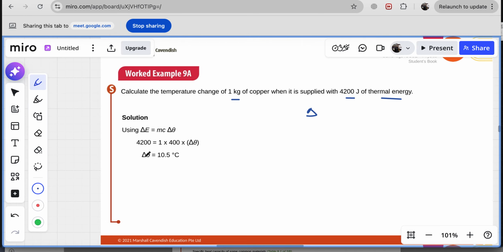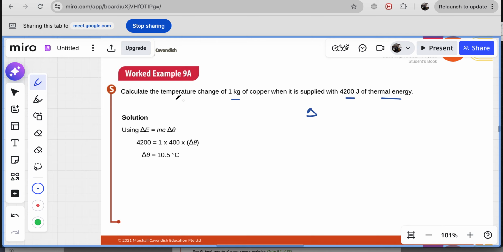To be fast, let's resolve to the energy formula. Delta E is equal to mass times specific capacity times change in temperature. Like I told you, some textbooks use theta for temperature. You can use theta, or you use T. Anyone you use is okay. It's just a symbol for you to remember the formula.